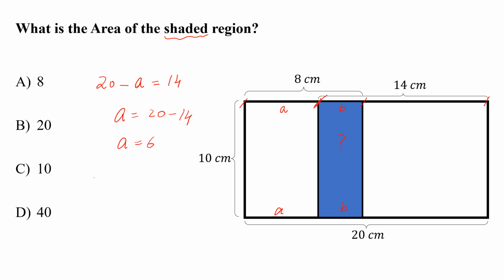Now we can write A plus B is equal to 8, so B is equal to 8 minus A, and A is 6, so B is equal to 2. Now the required area will be equal to 10 multiplied by 2, and this is 20 centimeter square, and this is the correct option.